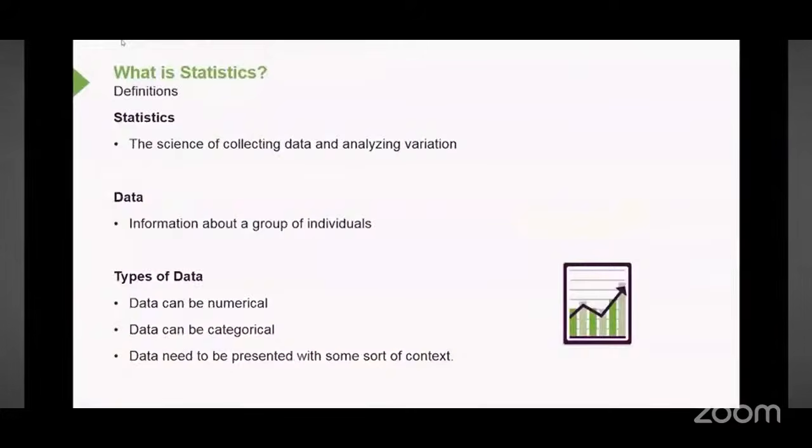We have several different types of data. Data can be numerical, which means they have a numerical quantity as their measure. Data can be categorical, which means that the measurement on the individual represents what category that individual falls into.